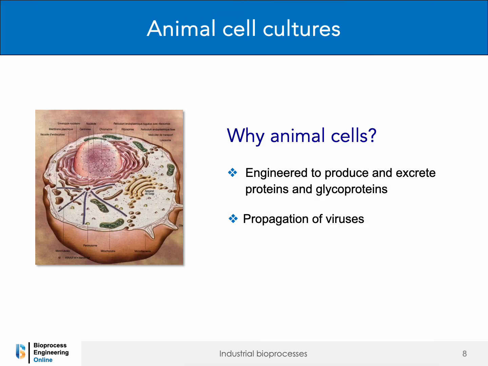The third category of bioprocesses involves animal or mammalian cell cultures. Animal cells, characterized by their more elaborate metabolic pathways, can be engineered and cultured to synthesize and excrete proteins and glycoproteins. Animal cells also find applications in the propagation of viruses.